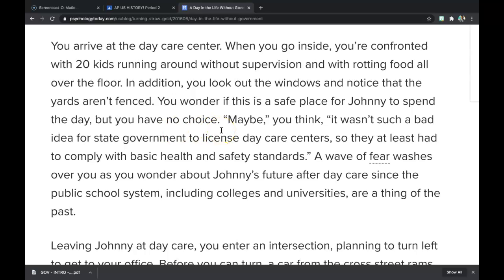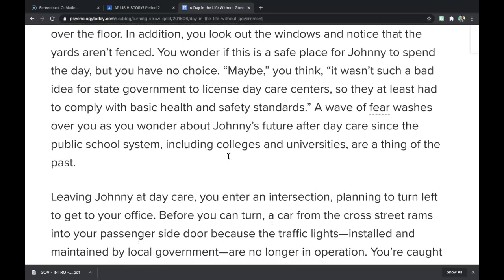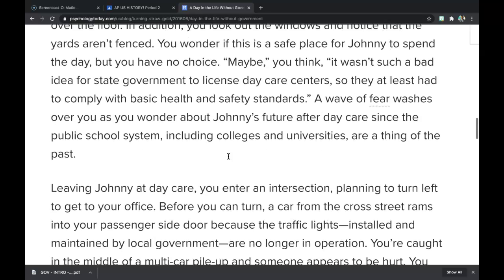Maybe you think it wasn't such a bad idea for state government to license daycare centers, so that at least they had to comply with basic health and safety standards. A wave of fear washes over you as you wonder about Johnny's future after daycare, since the public school system, including colleges and universities, are a thing of the past.